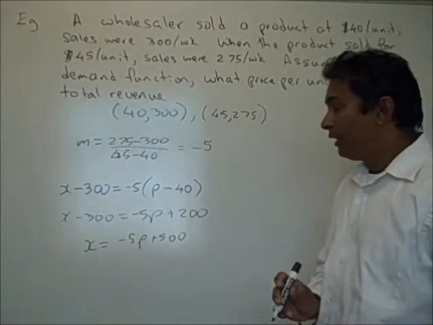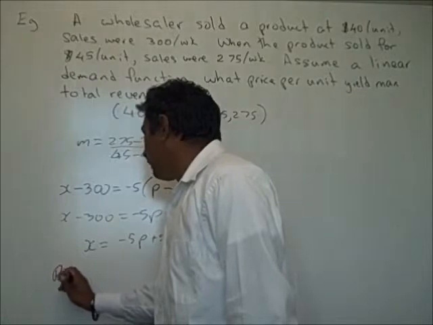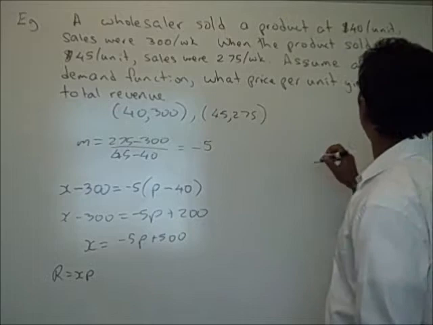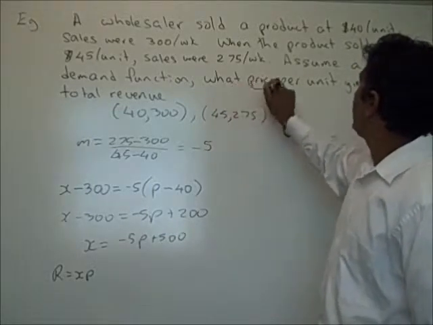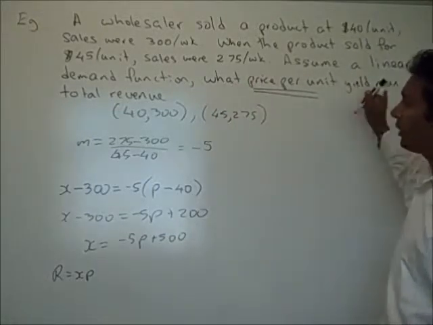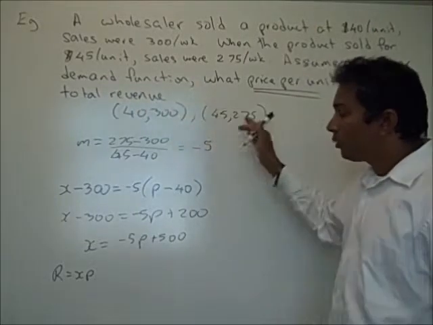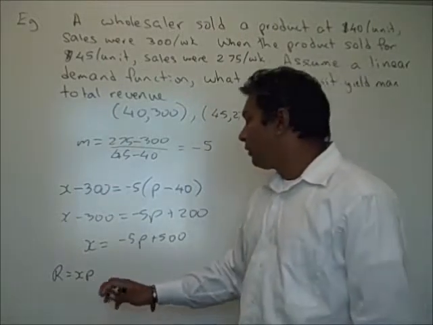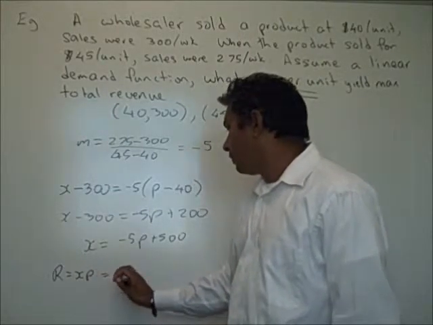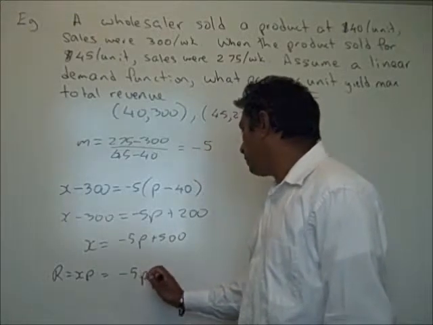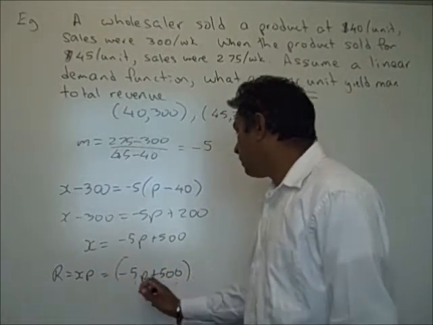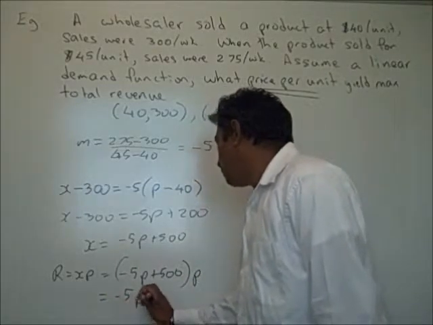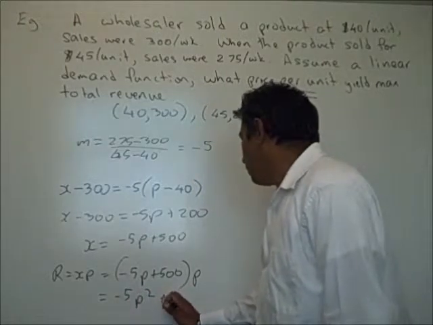We know our revenue is equal to x times p. Now, since we're trying to find the price per unit that yields the maximum total revenue, we want to rewrite our revenue function in terms of p. So we're going to substitute for x. We know x is equal to negative 5p plus 500, and we're going to times that by p. So our revenue then is going to be equal to negative 5p squared plus 500p.